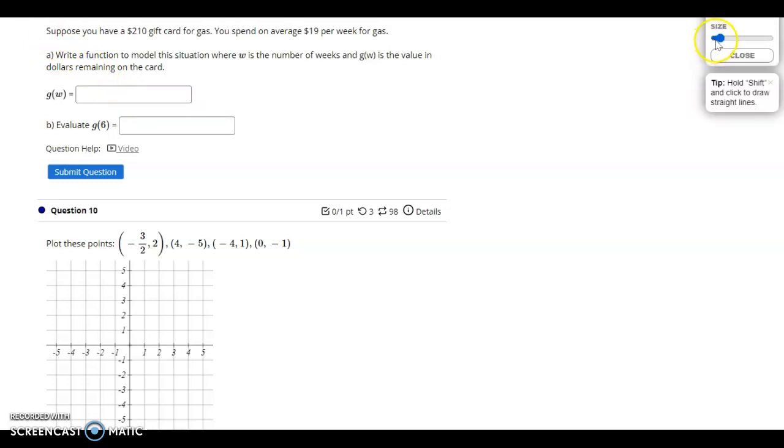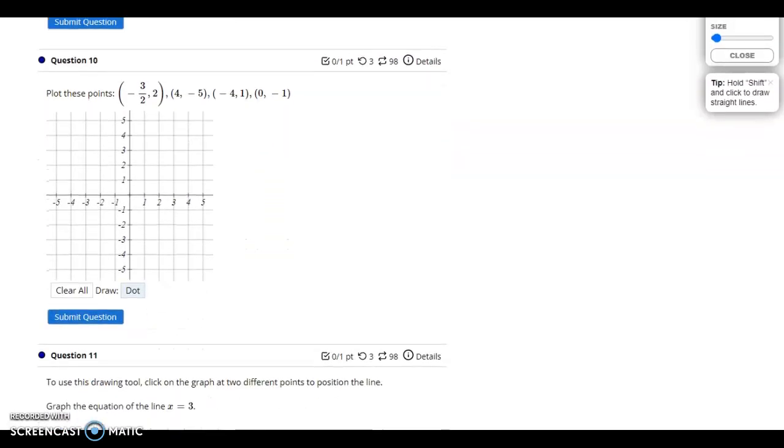So I switched this problem just to give you a different one to work on. So we have a $210 gift card. We spend an average of $19 per week. So we need to write a function where W is the number of weeks, G of W is the value remaining. So we know we started with 210, right? And every week we have to take off $19. So we're doing minus 19 for every week. This is going to represent how much is left on the gift card. Okay? And then to evaluate it, we'll just put 6 in for W and see how much is left.